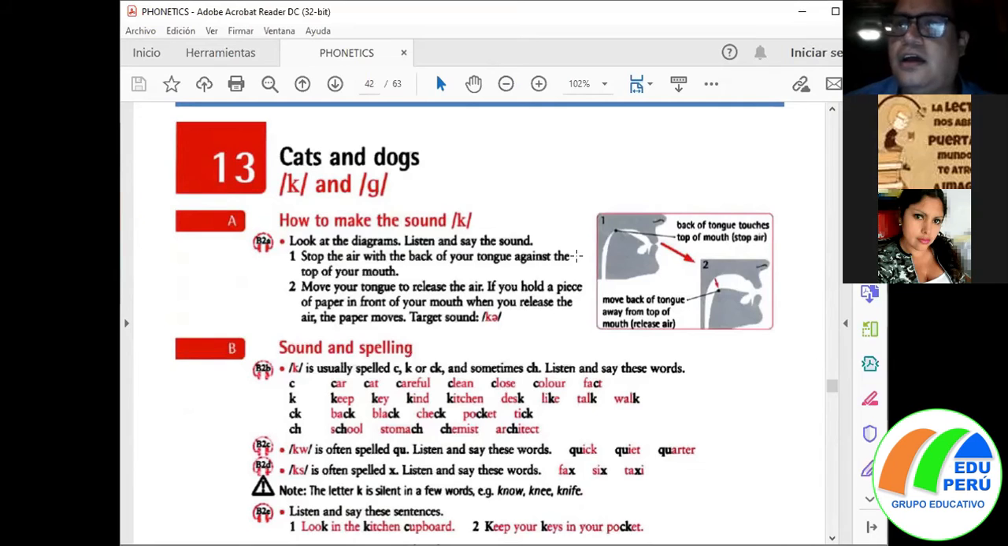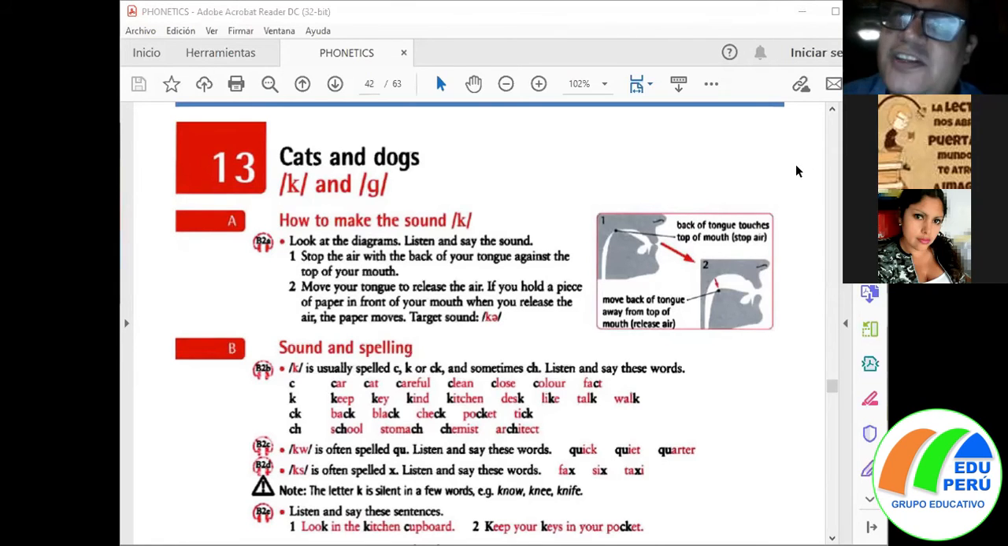K, ga, k, ga. So these are velar. Remember, these are velar sounds because we're going to use the back part of the tongue to the soft palate. And they are plosive because you stop and then release it. Stop and release. So plosive velar sounds. The first sound is voiceless. No K. K is the letter.